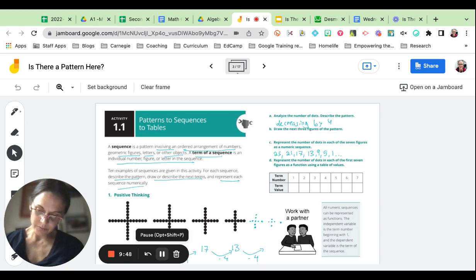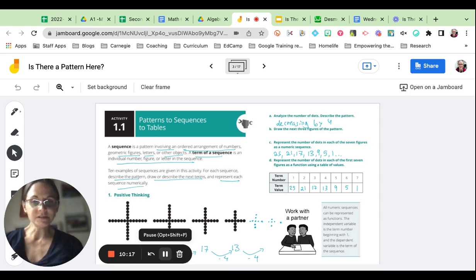Let's go ahead and put that in the table. The first term was 25. The next term was 21. The third term was 17. The fourth term was 13. The fifth term was 9. The sixth term was 5. And the seventh term was 1. So there's a value for each term and there's a number for each term. The number represents the position and the value is just the value of the term that's in that position.